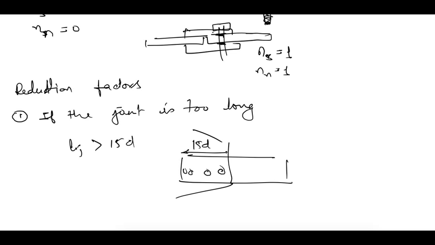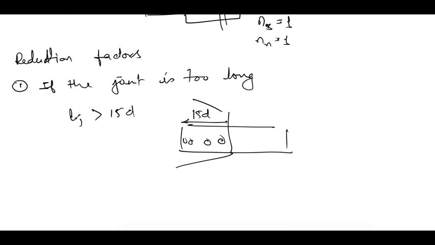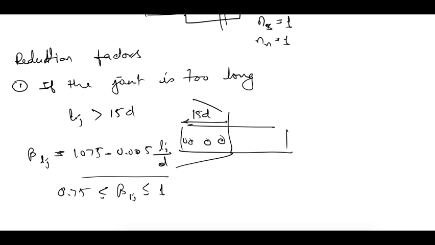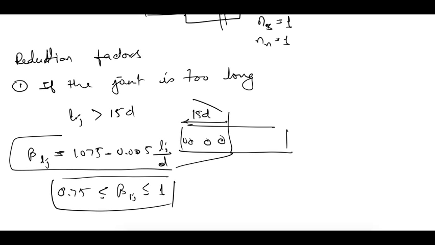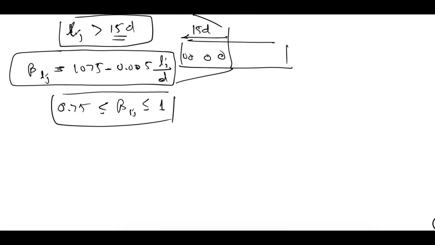then we apply this reduction factor, beta Lj, equal to 1.075 minus 0.005 Lj upon d, and it has some limiting values: it cannot be below 0.75 and it cannot be greater than 1. So this is the limiting value and this is the formula, and it is applied when the length of the joint is greater than 15 times the dia of the bolt. This is the first reduction factor.